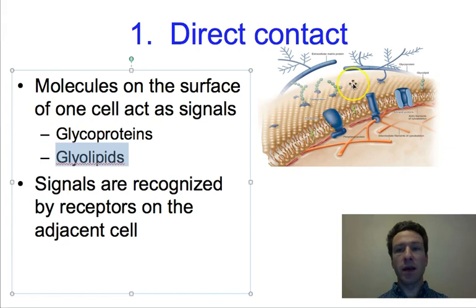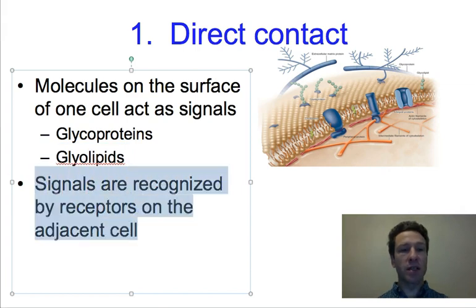And you can see in this diagram a glycoprotein, this blue sort of feathery structure, and glycolipids, which are sitting in the membrane, but the sugar oligosaccharides are sticking out here. Remember that these are the signals. The neighboring cell would then have some receptors that are set up to interact with that signal or the signals on the glycoproteins. So the signals are recognized by receptors on the adjacent cell.